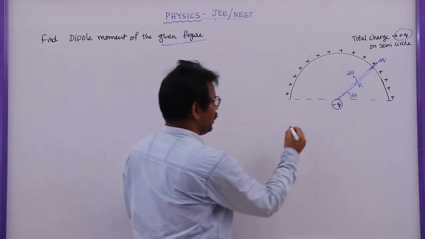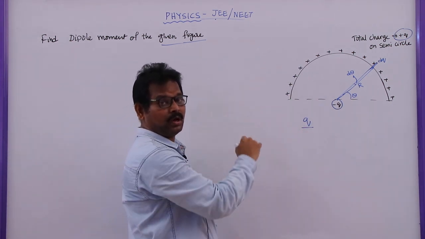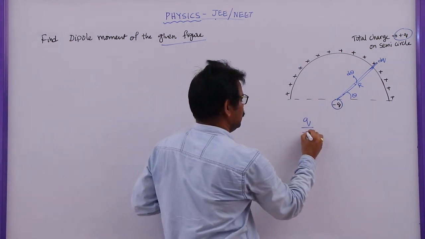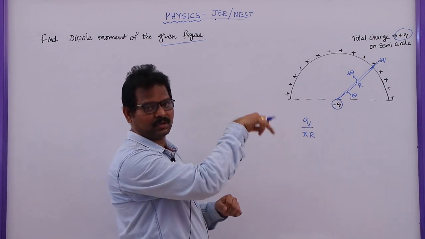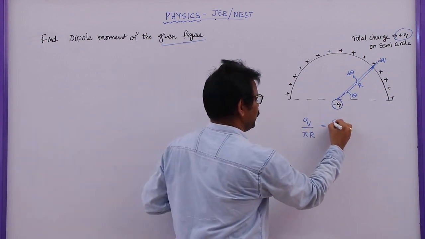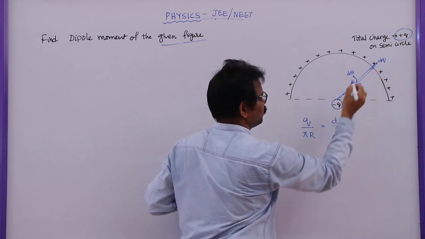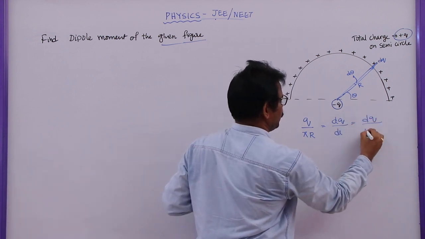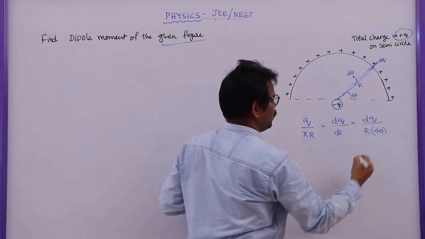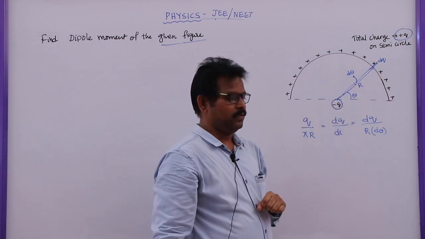Now from this, what can we write? The total charge on the semicircular ring is q and the total length is pi r. The total length is 2 pi r for a circle, and for a semicircle it is pi r. So q by pi r is equal to dq by the small elemental length dl, which we can write as r d theta. That is, the length of an arc is the radius times the angle between the two radius vectors.